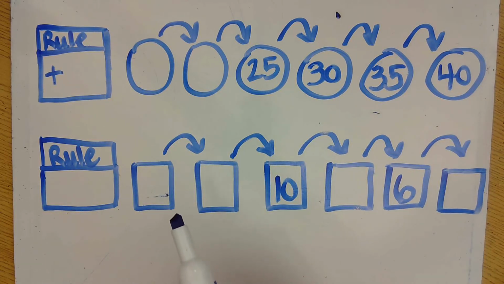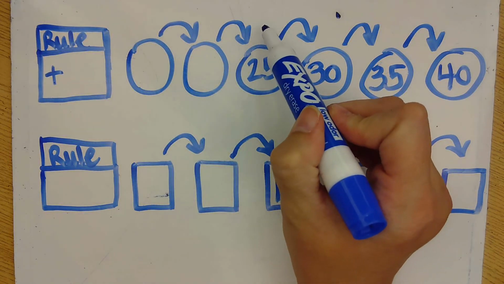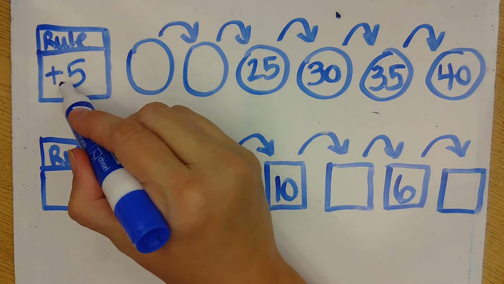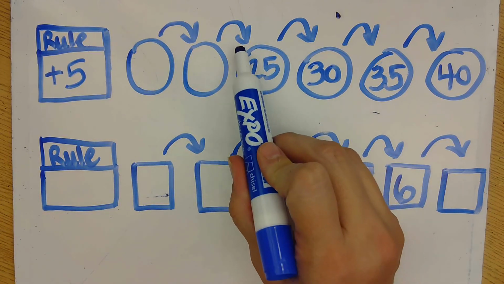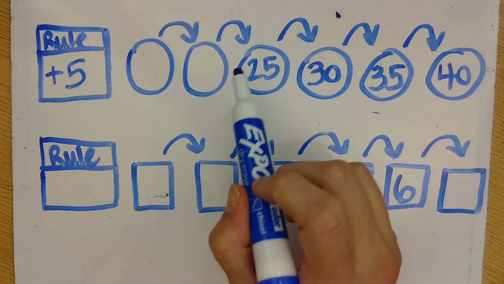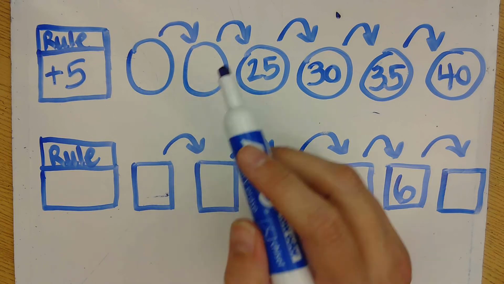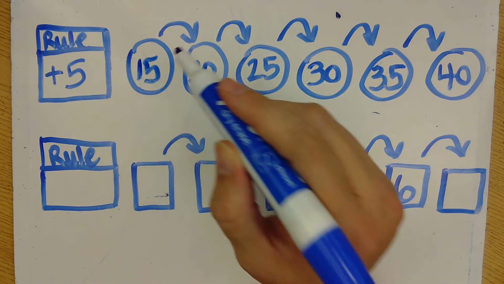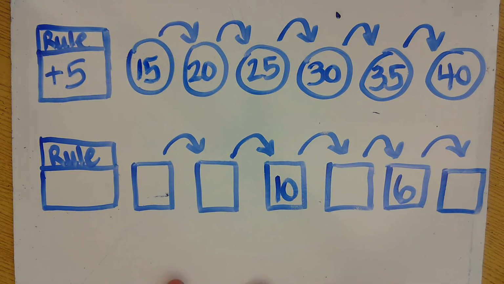Remember what I said happens when you go backwards? Because remember, I can only add 5, which would be my rule. I can only add 5 when the arrows are going this way. So if I have to go backwards, I have to subtract 5. So this would be 20, and this would be 15. Let's look at the second problem.